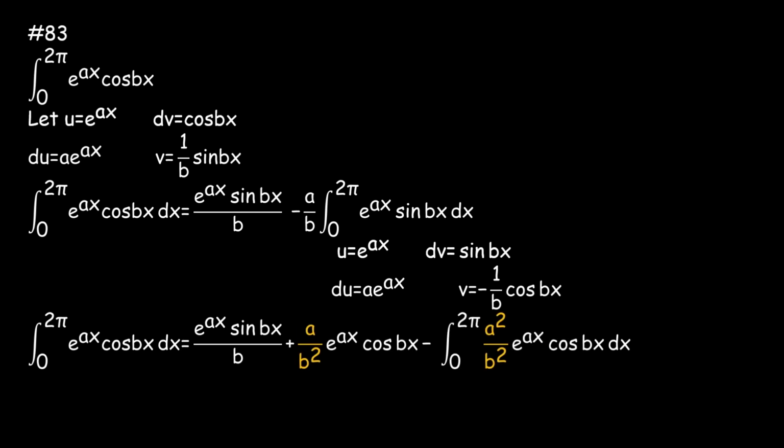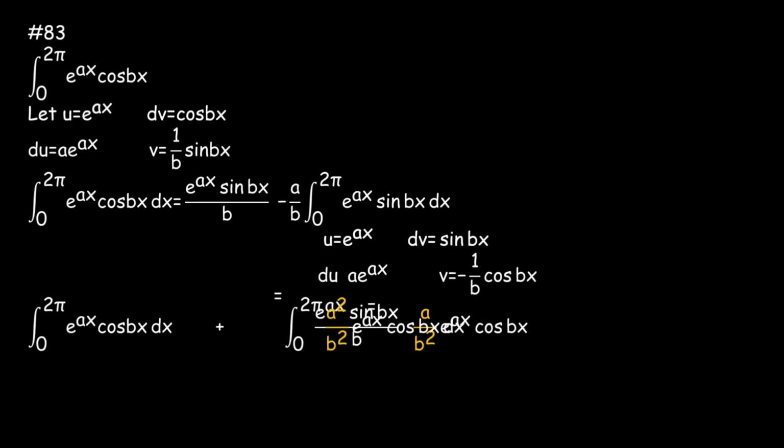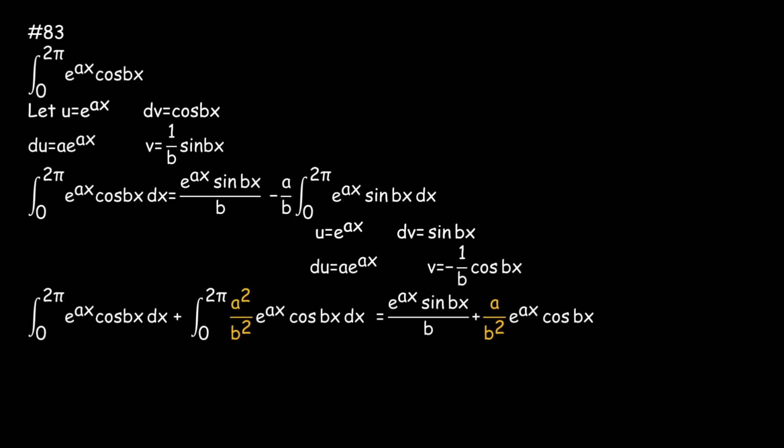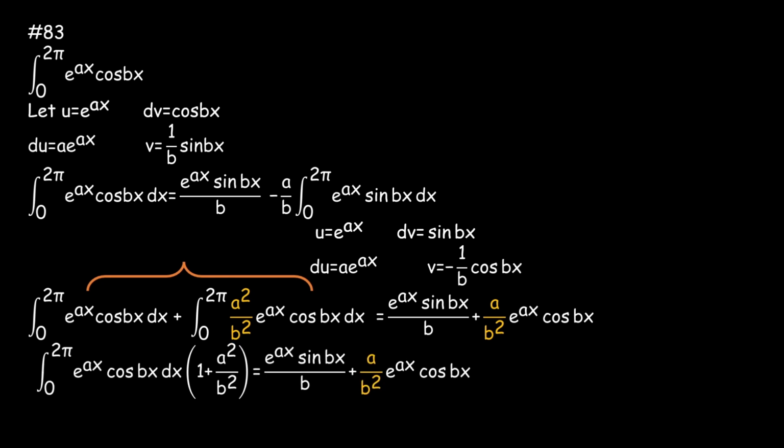But first, we separate the constants like so. And then we can now see clearly that we have e to the power ax cos bx. So we're going to take it over to the left-hand side of the equation. And then we now factor out this integral. If we factor out this integral of e to the power ax cos bx dx, we would have 1 plus a squared over b squared in brackets. Good. And now on the right hand side, we have just the integral value.